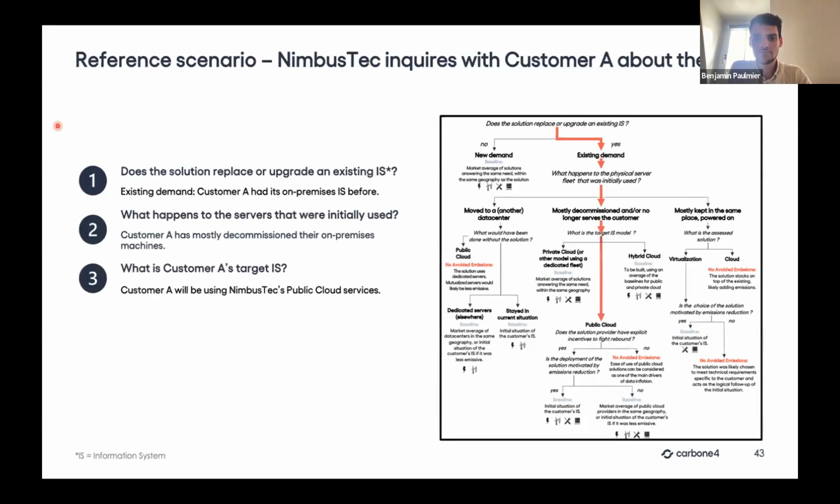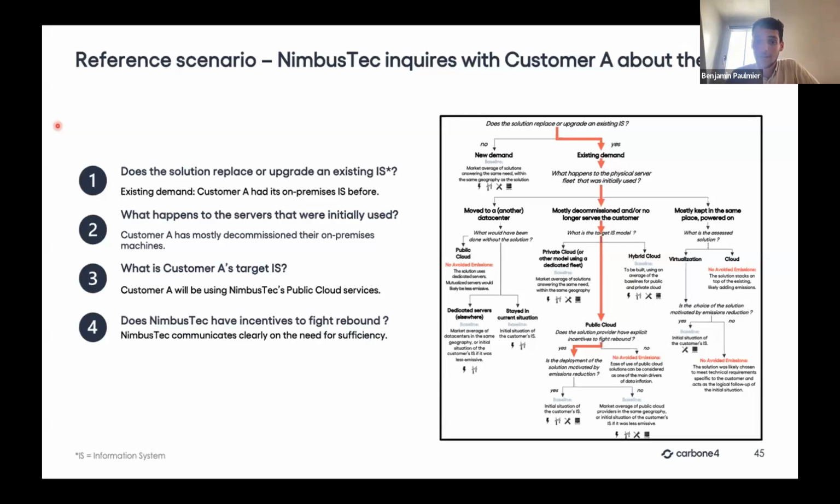What type of cloud services will customer A subscribe to? Mainly public cloud. And then an important question here is, does Nimbus Tech in its communication have incentives or phrases to fight rebound? Because public cloud services are very easy to use, very scalable, and can be considered as a driver of the overall inflation of data consumption in the world. So if there is no clear communication on the need for sufficiency, the assessment stops here.